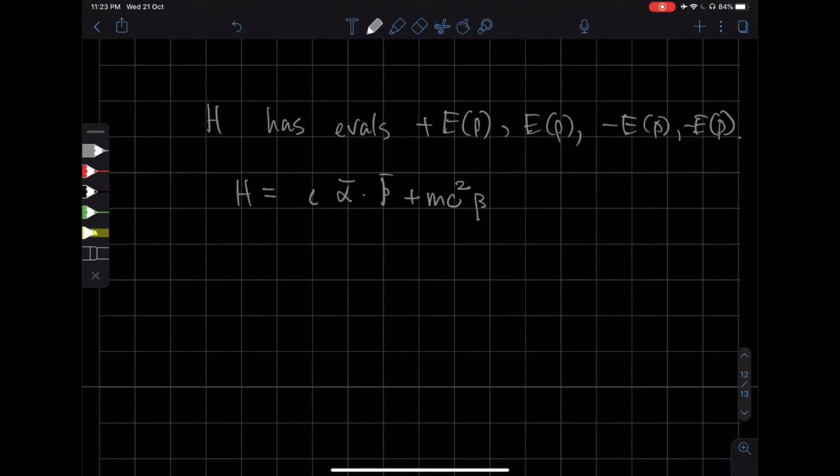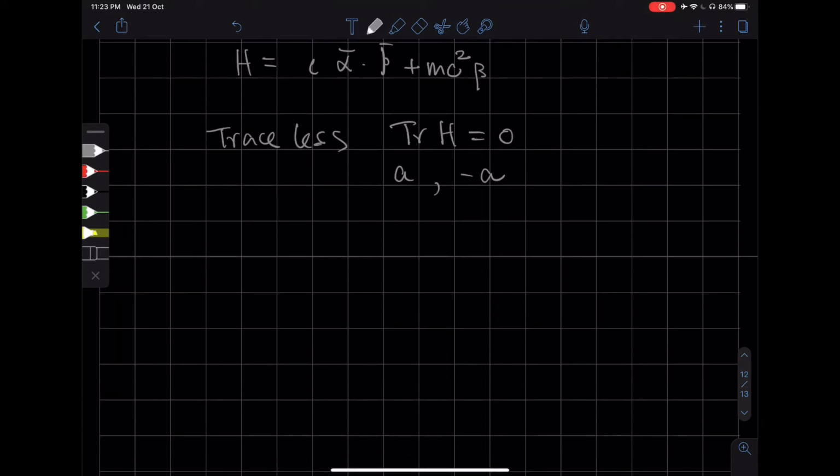So first we're going to show that it's traceless. That is, if I take the matrix trace of H, then it is 0. That means that its eigenvalues come in pairs. If it has an eigenvalue, say a, it should also have an eigenvalue minus a. So to do this, all we have to show is that the matrices alphas and beta are traceless.